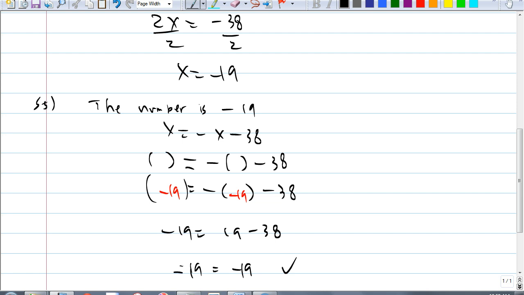On the quiz, do we have to check it? If you have time at the end, you should. If you don't, you don't. But many times you could just check it real fast, mentally. So that's okay too.